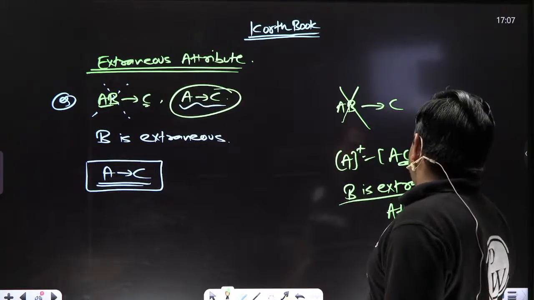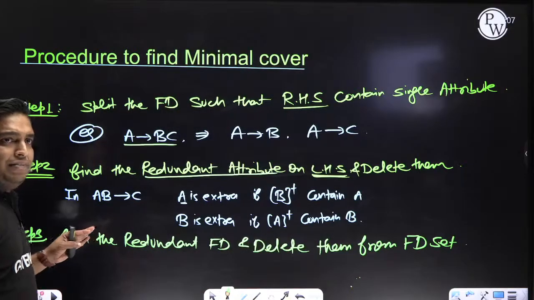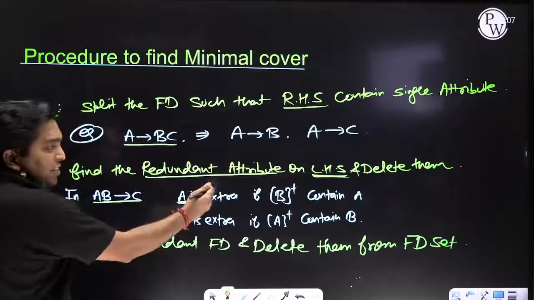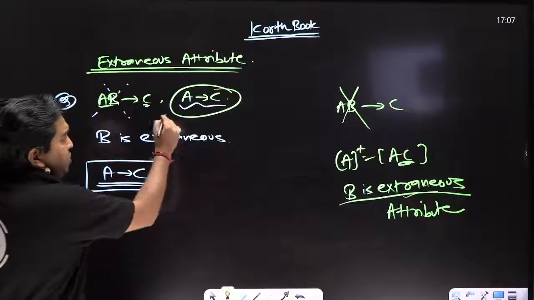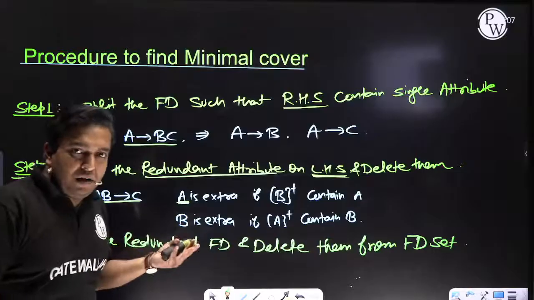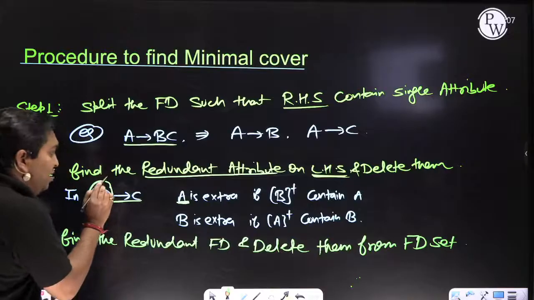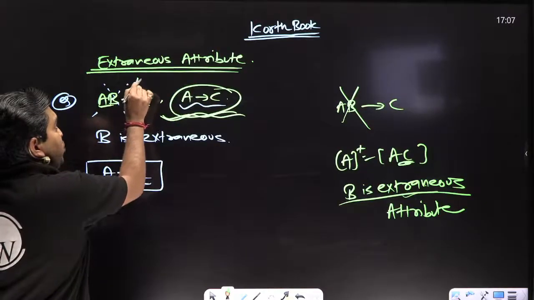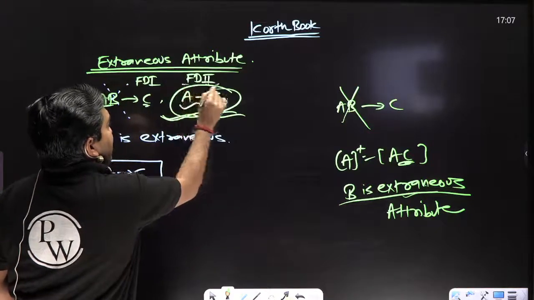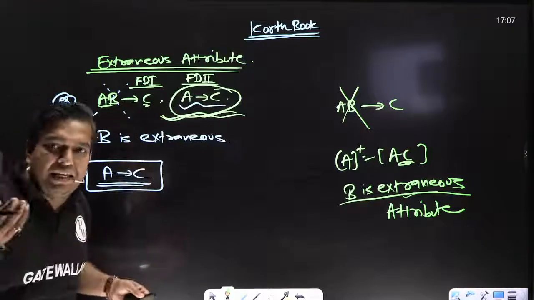B is an extraneous attribute. Now listen here. AB determines C; here A is extra if another FD is not given. Here another FD is also given. If I don't know the other FDs, how can I say whether A or B is extra? This is when we have two FDs, FD number 1 and FD number 2. Then we can say both are saying the same thing indirectly.